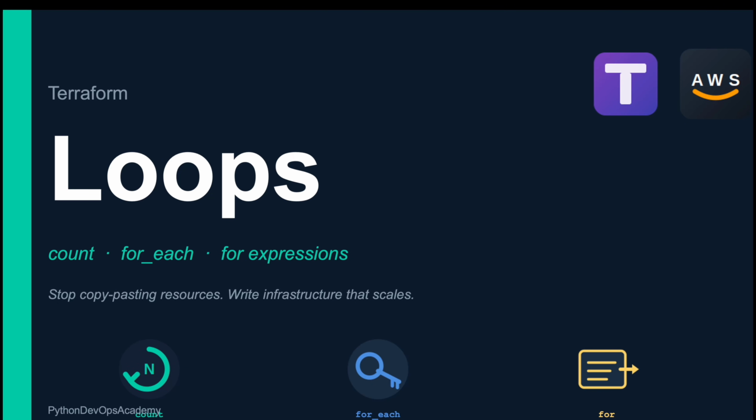By the end of this video, you will understand three things: count, the index based loop; for each, the key based loop; and for expression, collection transformation. Theory first, then we will jump into a live demo with real AWS resources. So let's get into it.